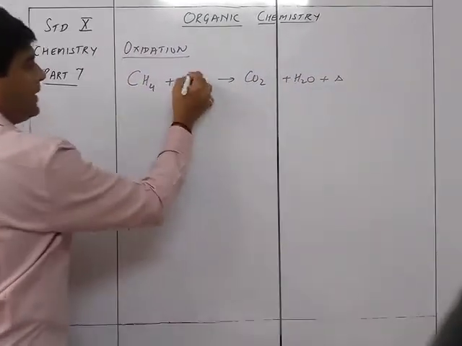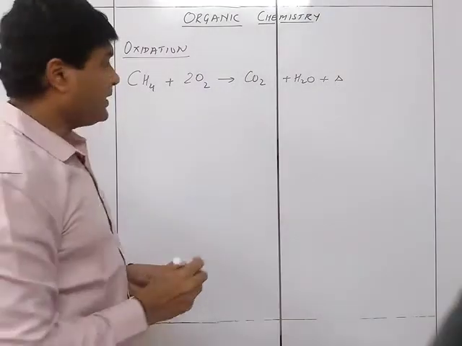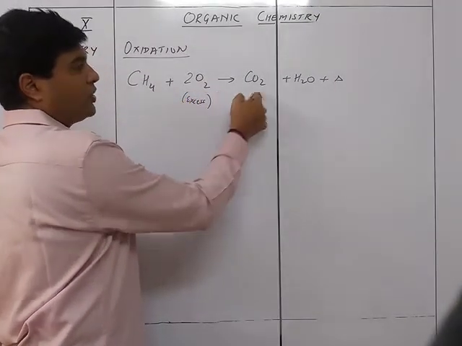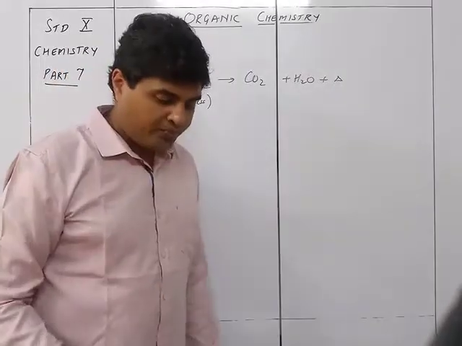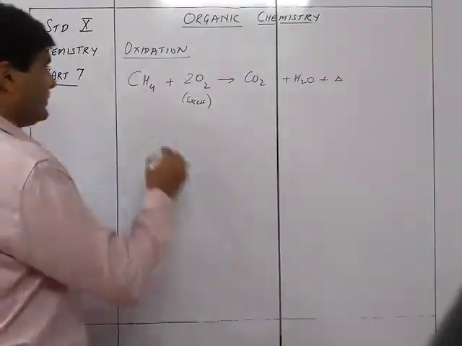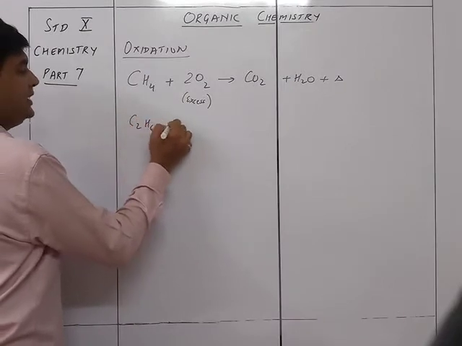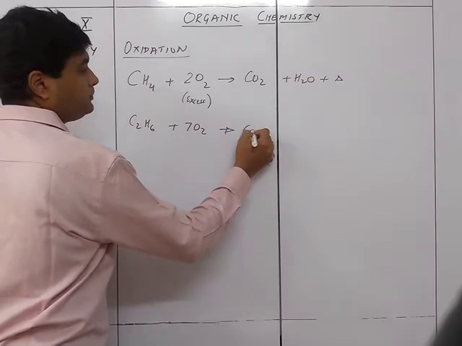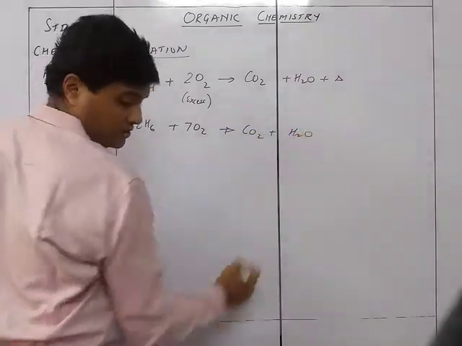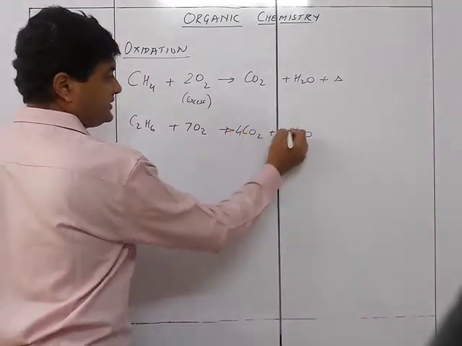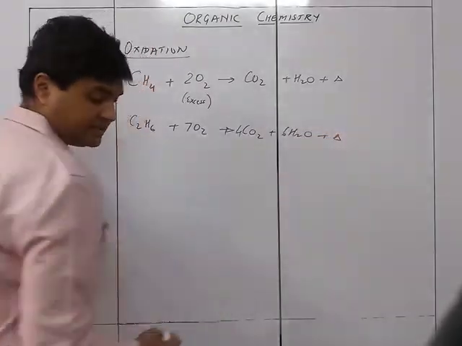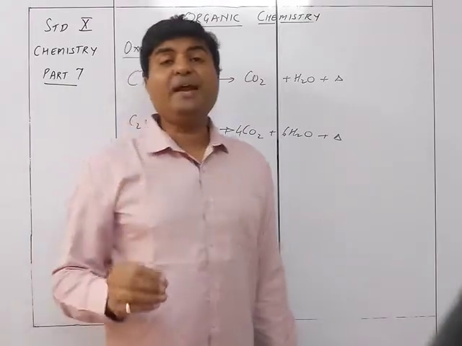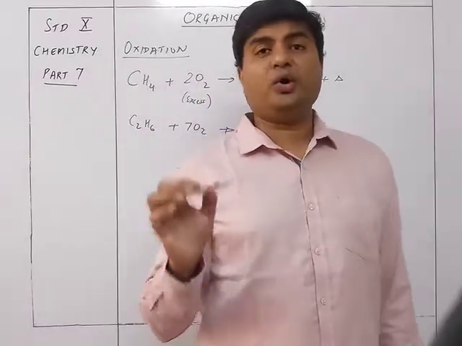So the balancing is just this way. CH4 plus 2O2, now this is going to be in excess. Only then it is going to give you CO2, otherwise it gives you CO. So that is the case. In case of C2H6, there will be 7O2, and it will give you CO2 plus H2O, so that will be 4 CO2 plus 6 H2O plus heat. So this is the condition for complete oxidation of methane or ethane to take place.